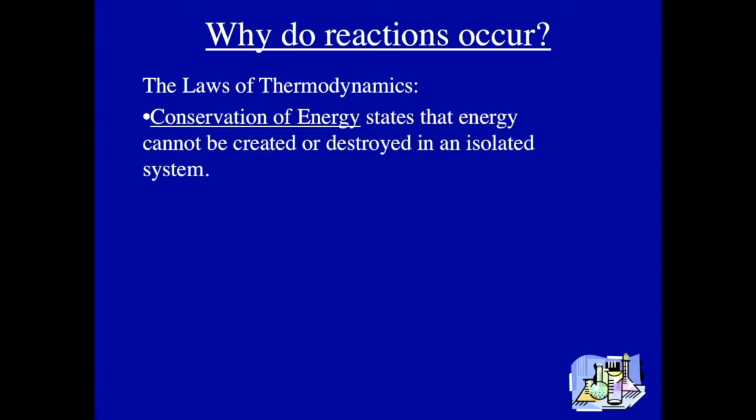Energy is conserved. Energy cannot be created or destroyed in an isolated system. It can transfer from one form to another. Light can change to heat. Chemical can change to heat. Chemical can change to light. So different kinds of energy cannot be created or destroyed, but they can change form.